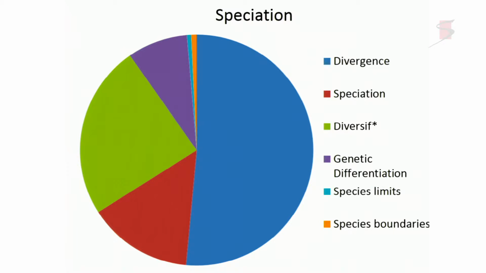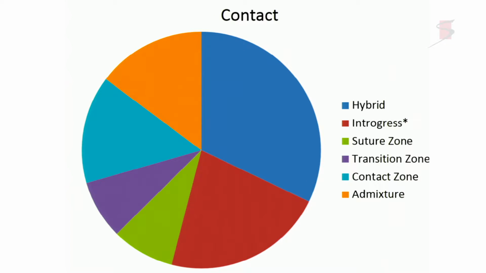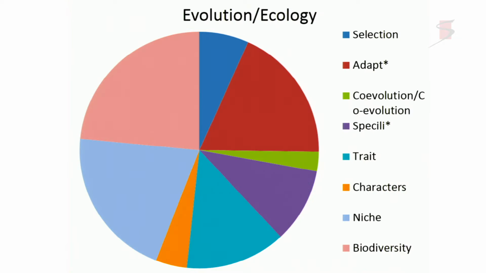I didn't spend that much time on it. I didn't think it was necessary for this purpose. But speciation, diversification are big. Within contact category, hybridization, hybrids, introgression, introgressed, admixture is a big one, and contact zone.